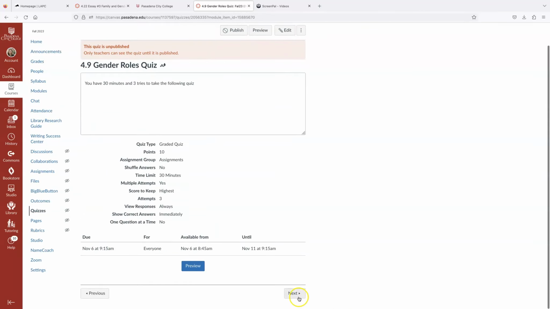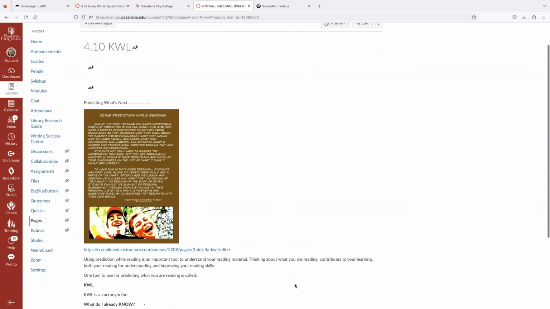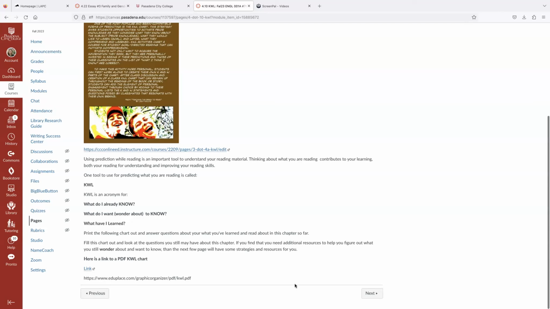So then you will also have a gender roles quiz. I do have the KWL chart that I would like you guys to click on the link and go to. So it's, what do I already know? What do I want to know? And what have I learned? So I would like you guys to fill this chart out.